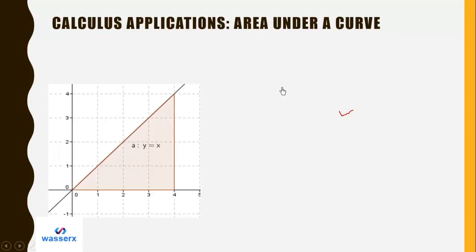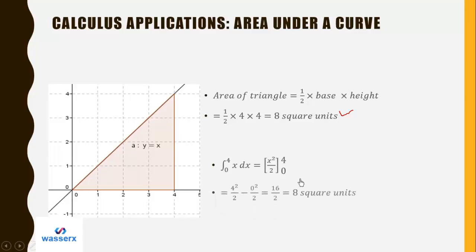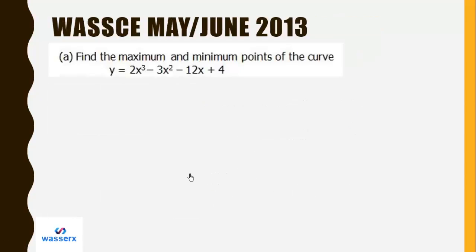We can also use calculus to find the area under the curve, that is integration. So we know this is a triangle, and the area under this curve can be found using the area, half base times height. The base is 4 units and the height is 4 units. This is given as 8 square units. We find the definite integral from 0 to 4. We are also going to get something like this, which will give us 8 square units. So it's telling us that the definite integral will give us the area under the curve when we take the absolute value. Now let's take some past questions on that.